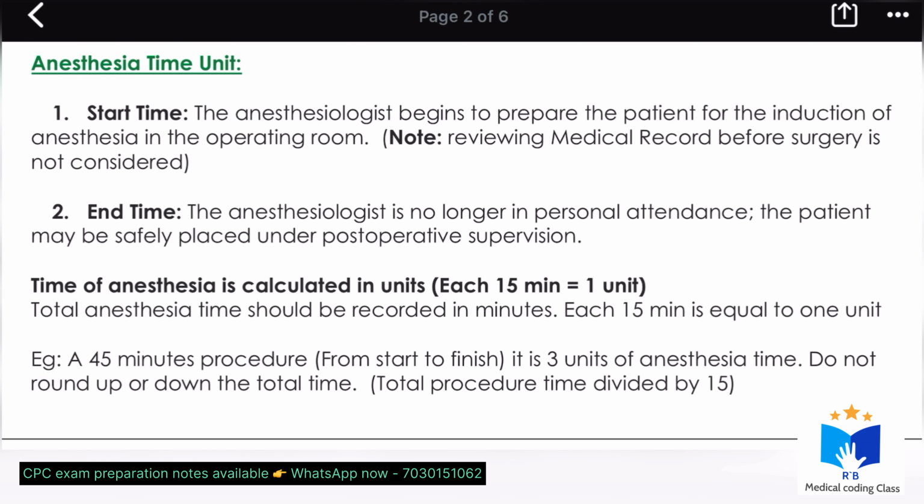Then how to calculate anesthesia time? Each 15 minutes means 1 unit, and 1 unit means each 15 minutes. For example, a 45-minute procedure results in 3 units of anesthesia time. In this way you can calculate the units in anesthesia procedures.